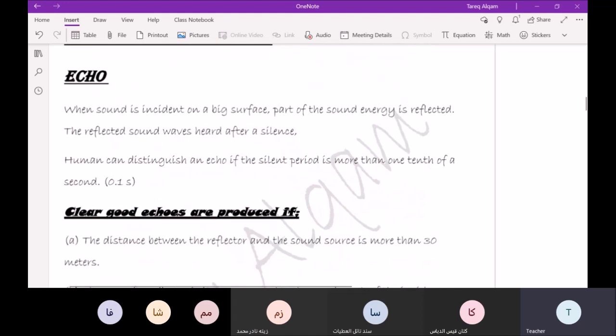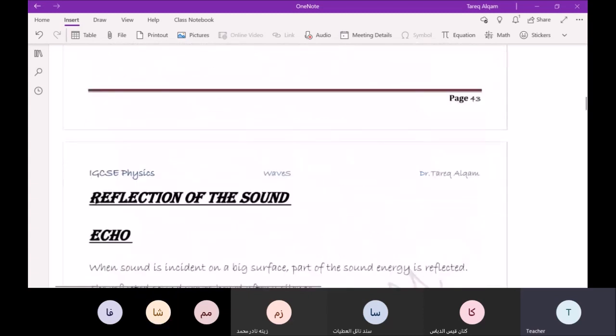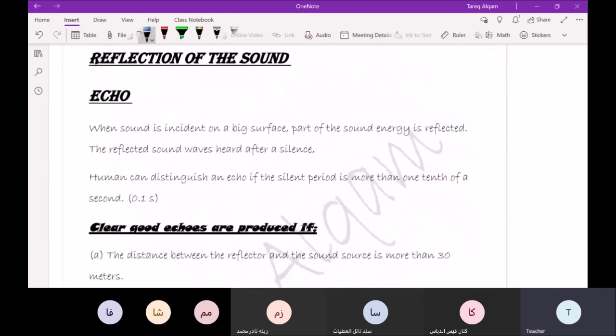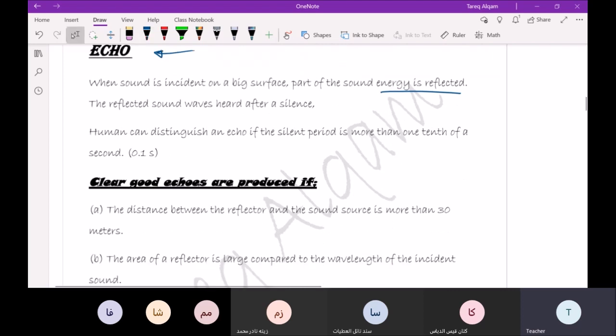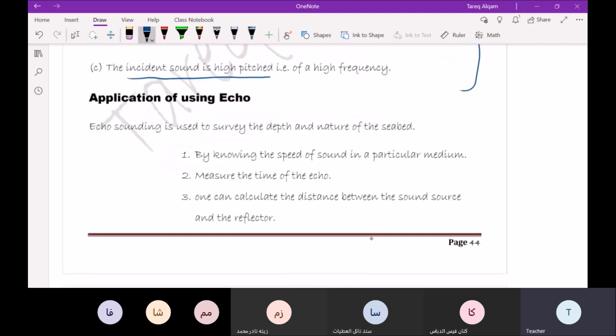Guys, now we talked about the reflection of light, and we talked about the properties of reflection of light in a mirror, and the properties of the image. Now, when sound is incident on a big surface, part of the sound energy is being what? Reflected, with the reflected sound wave heard after silence. To distinguish this echo, we need a period of around 0.1 second between the outgoing sound and the reflected sound in order to hear the echo. This will be regularly asked about. The echo sound is used to survey the depth of what? The depth and nature of the seabed.